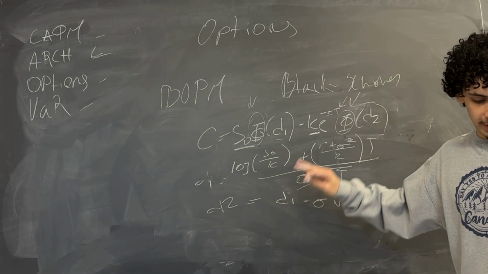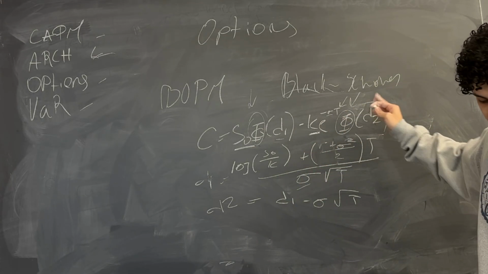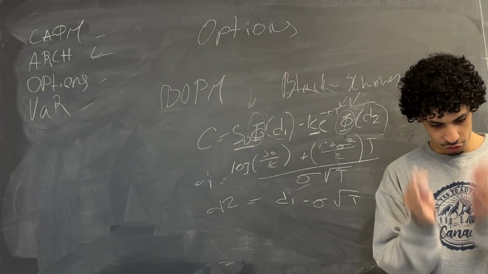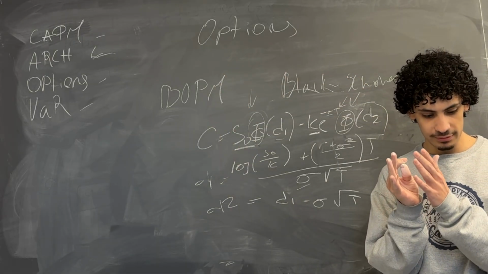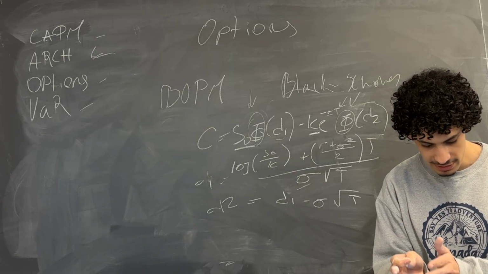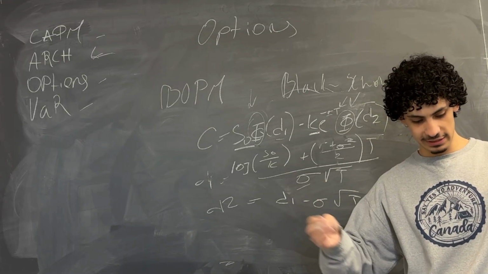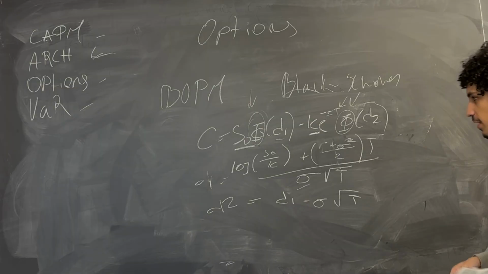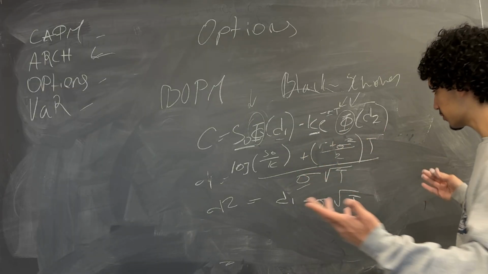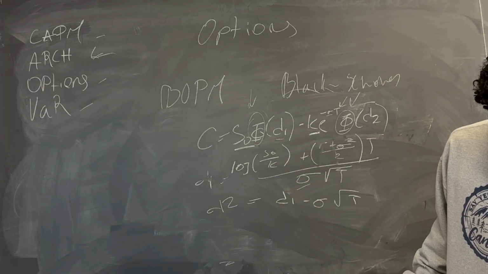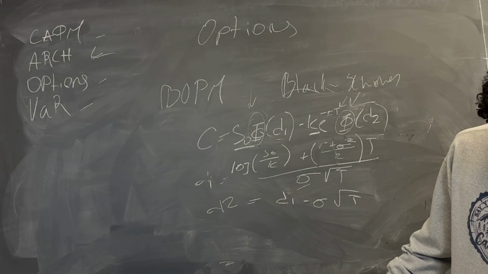This is the binomial model, but if you were to shrink the time steps to be infinitely small, so basically continuous, this formula is better. This looks like a mess. This formula is what you would use.